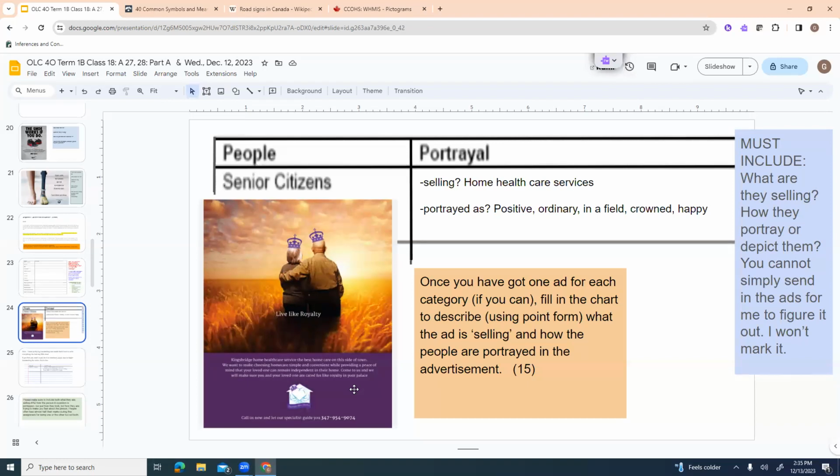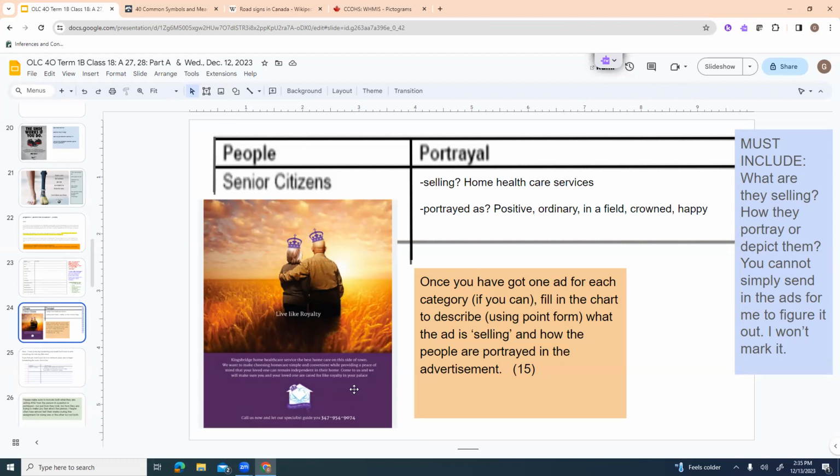Okay, so what are they selling? They're selling home health care services. So like what a PSW does, where they come and take care of older people. Maybe they help bathe them or change them, help them get food. How are they portraying the older people here? Well, it's pretty positive. They look ordinary. They're in a field, they're crowned, they seem happy. Maybe that's because of the sunrise.